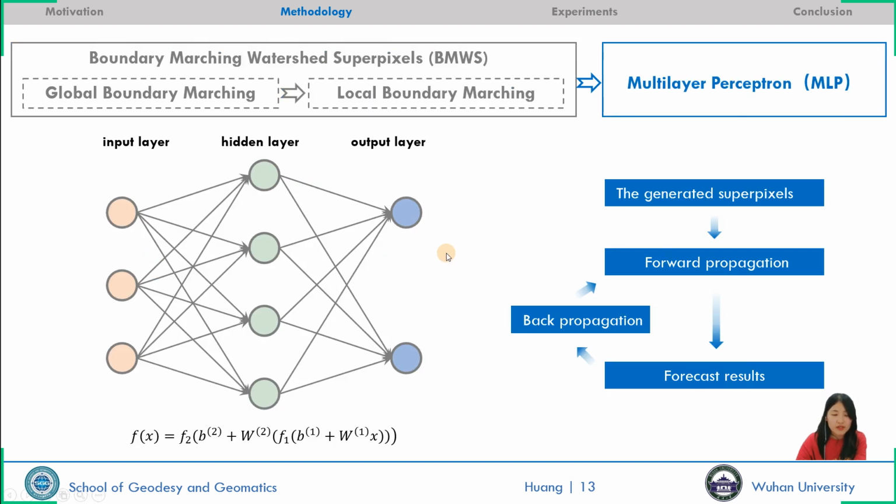The next goal is to determine which superpixels are vegetation. One intuitive solution is to apply a multilayer perceptron. Average features of all pixels in the superpixels are computed as the input. The complete MLP model process is divided into forward propagation and back propagation.